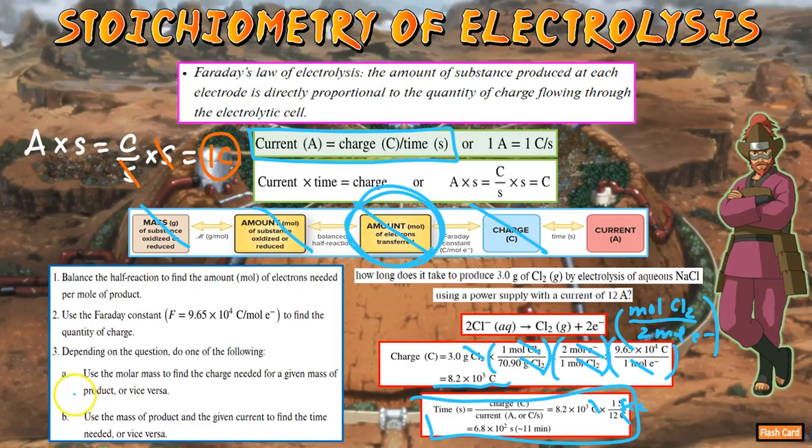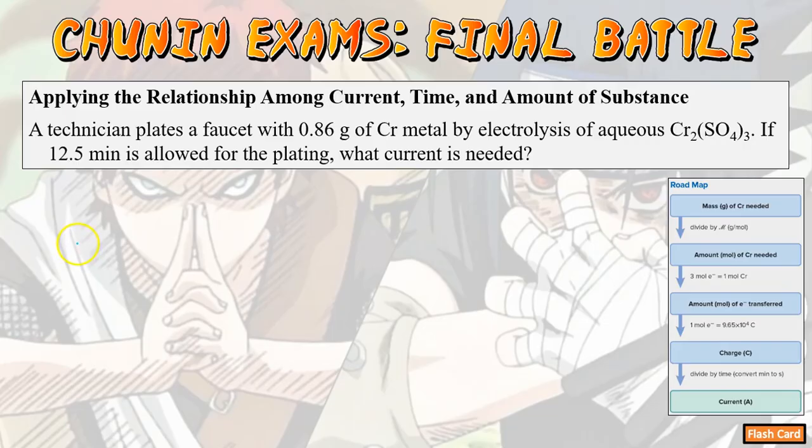Now, Roshi has given us all the information we can use for this next battle, the final battle. Let's go. Welcome to our third and final battle to test our understanding from Roshi and to fight to become Chunin ninja. We now have Sasuke versus Gaara. Sasuke is a part of Team 7, so of course our loyalty lies there. We will be applying the relationship among current, time, and amount of substance.